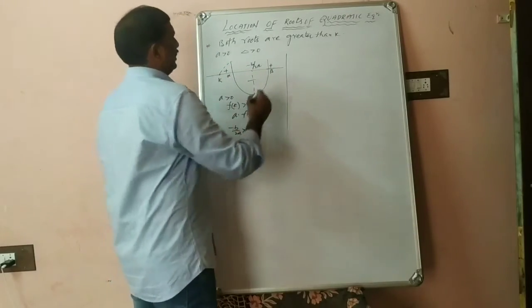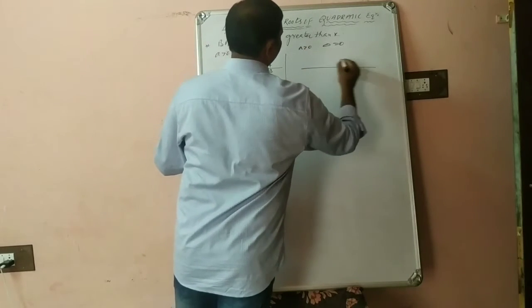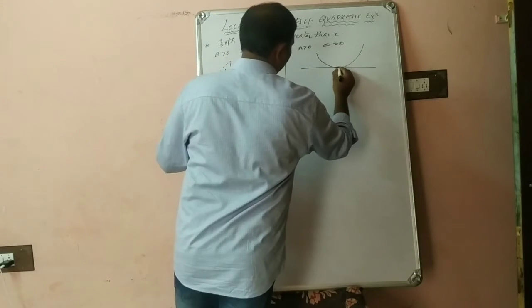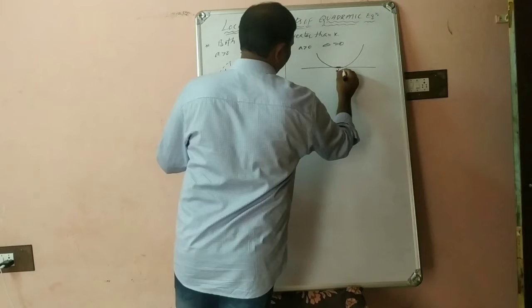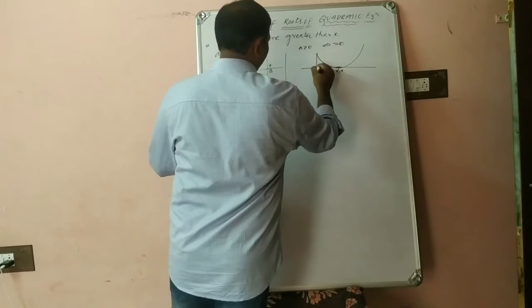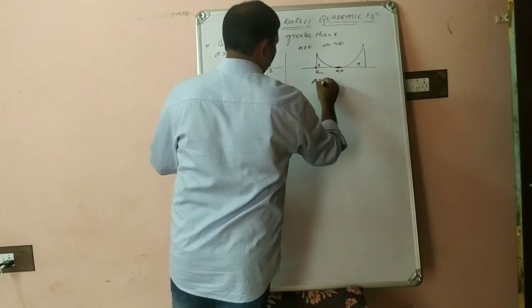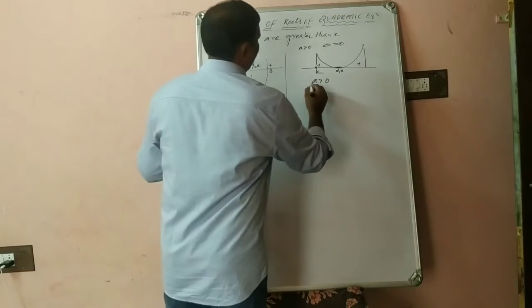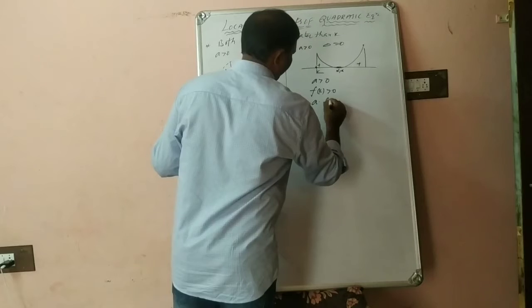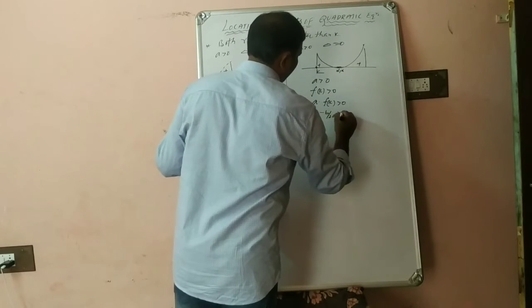Coming to the delta case, in the case of a positive and delta equal to 0, the upward parabola will touch the number line at a single point. That means both roots are the same. But the roots must be greater than k. So here in this case a is positive and f of k is positive. So a into f of k is positive. Here minus b by 2a is also greater than k.